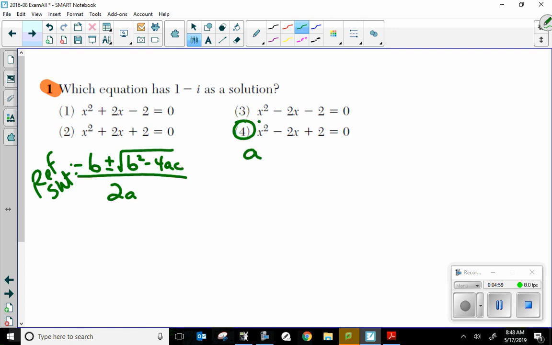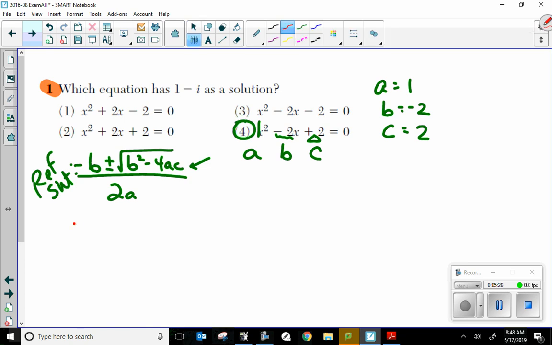A is 1 because it's 1x squared. B is -2. You need to take the sign with it. And C is +2. All right, now you absolutely need to include the signs. All right, do not take the x's. Okay, so A is 1, B is -2, and C is +2. Okay, so let's just start plugging them in here and simplifying.